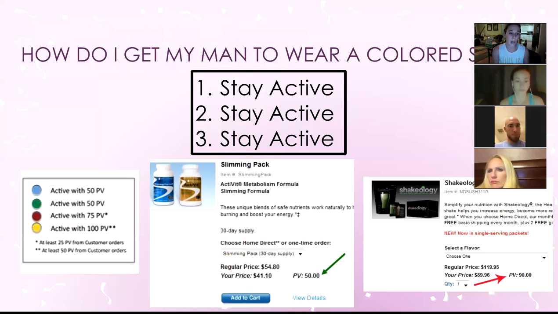And how do you get different colored shirts? So definitely they go with rank, but also with rank comes different PV volumes to keep that rank. So blue and green, so active and emerald, you need 50 points. So your Shakeology covers that, period. But if you have too much, you can get points from customer orders as well. As you can see on the bottom of that square, it's kind of fuzzy, but you have to have at least 25 PV from a customer. You can get your points from customer orders.